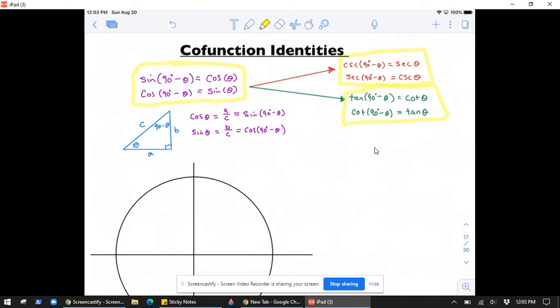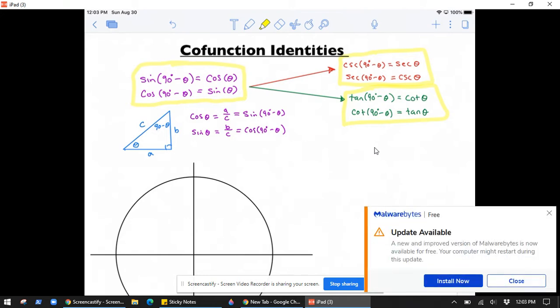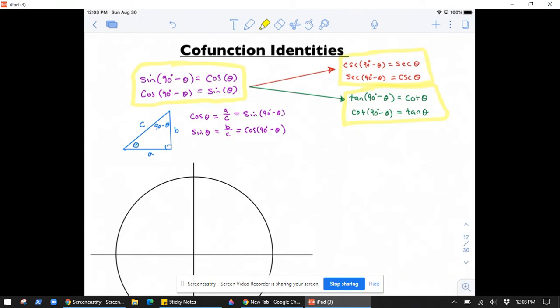So the sine of 90 minus theta is equal to cosine of theta, and the cosine of 90 minus theta is equal to sine of theta.